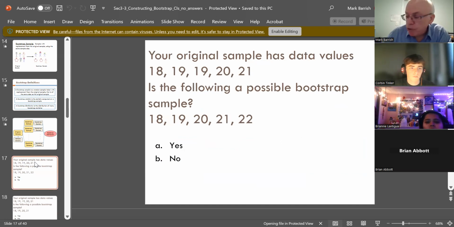Here's an example. Here's the original sample. Maybe this will be clearer to you. 18, 19, 19, 20, and 21 is the original sample. And it's possible that a bootstrap sample could be this: 18, 19, 20, 21, and 22. Is that possible? Take a look at it. Here's the original sample. Could we have this as a bootstrap sample? Remember, we can only use the numbers in the original sample. So can this be a bootstrap sample? Yes or no? No. No. Why not?